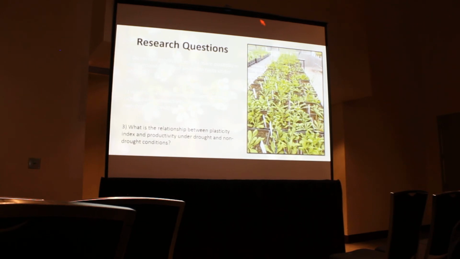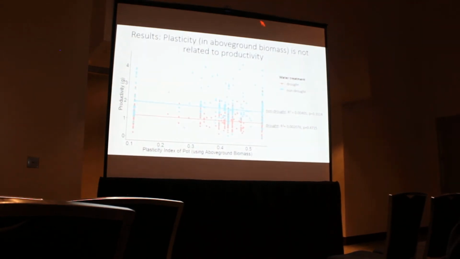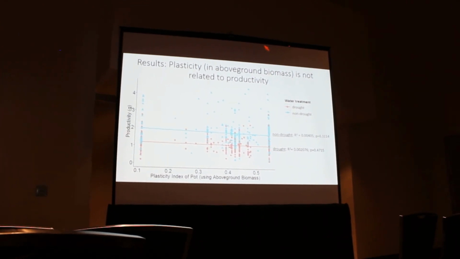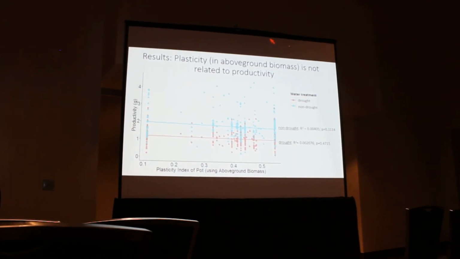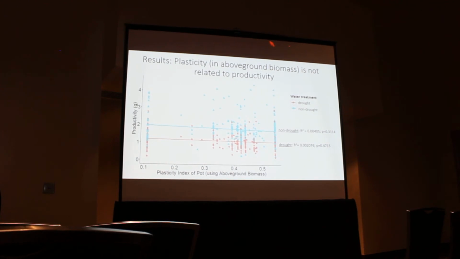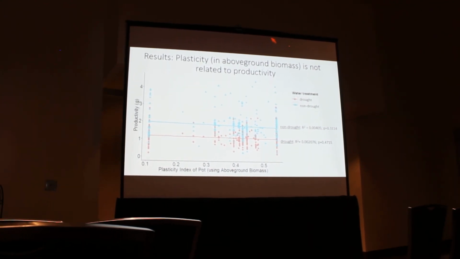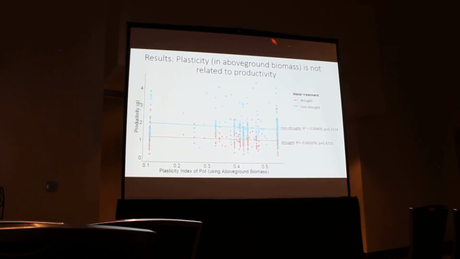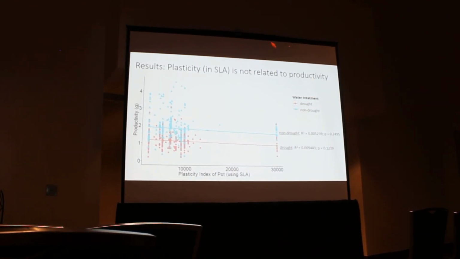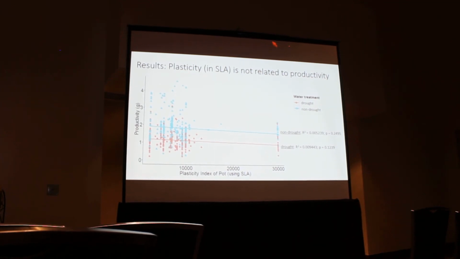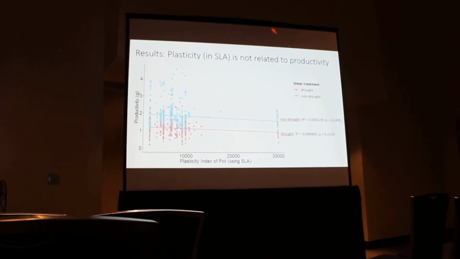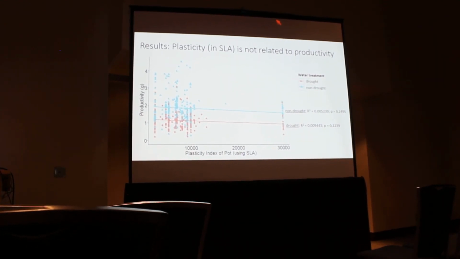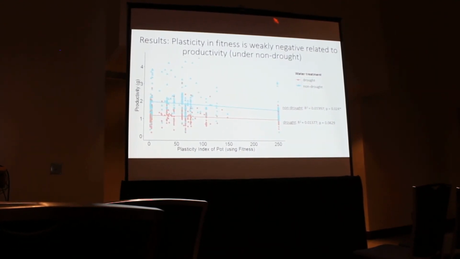But then when we look at plasticity at the pot level and productivity, with the plasticity index of the pot on the x-axis, this is plasticity of above ground biomass. We also do not see a positive or any sort of relationship between that and productivity for both drought and non-drought conditions. Same idea for specific leaf area: plasticity index using specific leaf area. We also don't see a relationship between that and productivity in either of the water treatments.